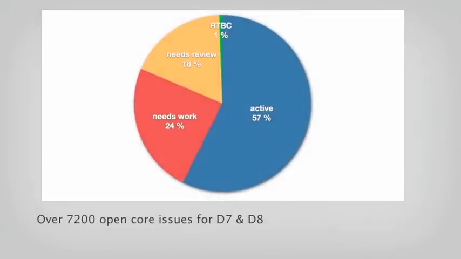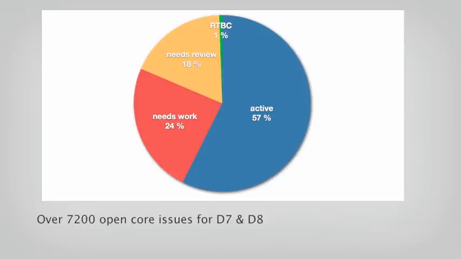Another way that you can look at this is by looking at the amount of work that actually needs to be done. As of May 2012, there are over 7,000 open issues for Drupal core, Drupal 7 and Drupal 8. Drupal 7 being the current stable release, and then Drupal 8 being the new version that's in development currently. And so you can see from looking at this chart that only 1% of the open issues are reviewed and tested by the community, basically ready to go.